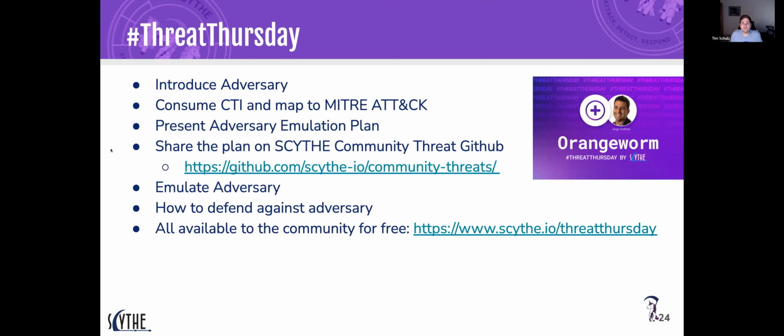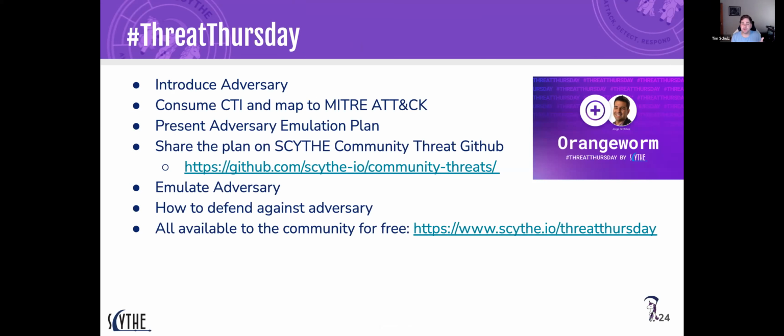Now, a couple of ways you can get other information about this. We have Threat Thursdays, something we release monthly. We introduce the adversary as a part of them, so it's an entire blog post. It gives you exactly how we've consumed cyber threat intel. So if you've never built an adversary emulation plan before, have no fear. We walk you through exactly how we go through the different reports, and then we have an adversary emulation plan. We've got the plans on our GitHub page.